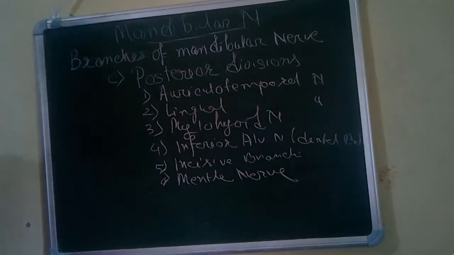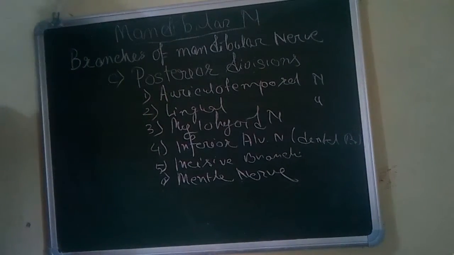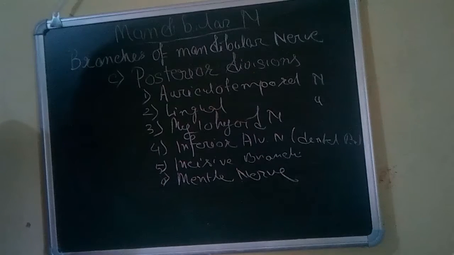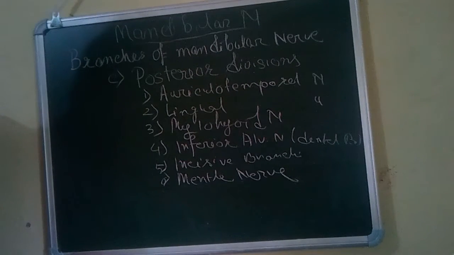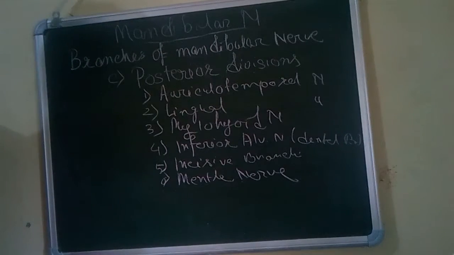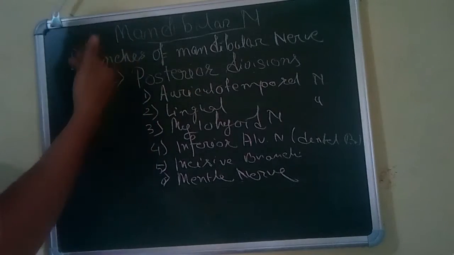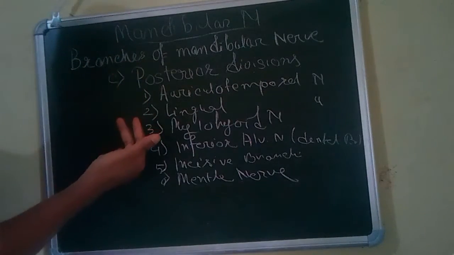So in this video I have discussed the mandibular nerve. First we discussed what the mandibular nerve is and its origin. It is the largest of the 3 divisions of the trigeminal nerve. It originates from 2 roots: the larger sensory root and the small motor root. Then the course, the relations, and the different branches from the main trunk, the anterior division, and the posterior division.